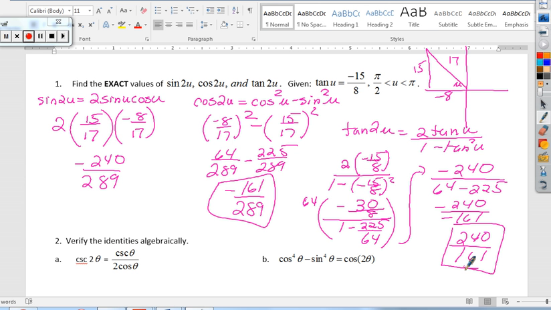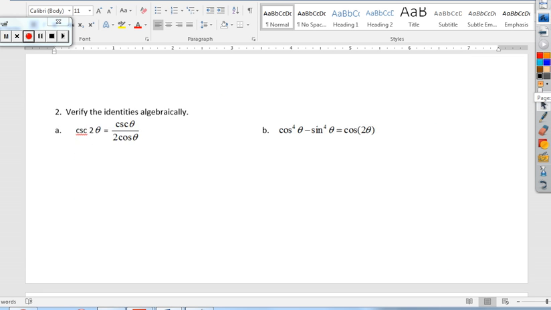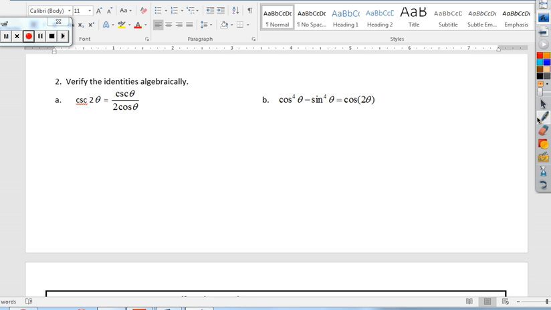We're going to verify some identities with these as well, just like we covered in the last unit. Again, you will have the formulas in front of you. So I want to show that the cosecant of 2 theta is equal to the expression on the right side here. Cosecant is 1 over sine 2 theta.